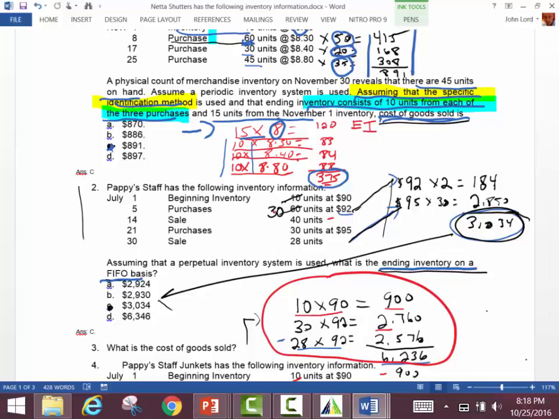Right? Okay, and then the problem told me I sold 28, so I went up here and I sold all but what? 2 of those, right? Okay, and so now I'm left with what? I'm left with 2 at 92, and I'm left with what? 30 at 95, right? Okay, and that's how I got the what? They asked me for ending inventory here. Okay.